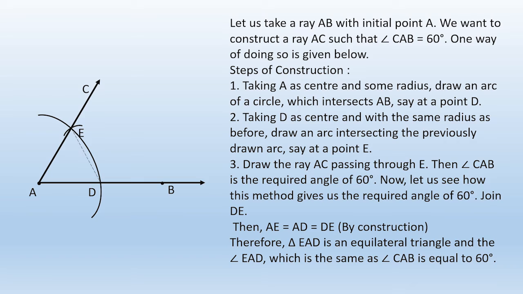Let's look at how this approach gives the necessary angle of 60 degrees. Then we have to join DE. Then AE is equal to AD is equal to DE by construction. Therefore, triangle EAD is an equilateral triangle and the angle EAD, which is the same as angle CAB, is equal to 60 degrees.